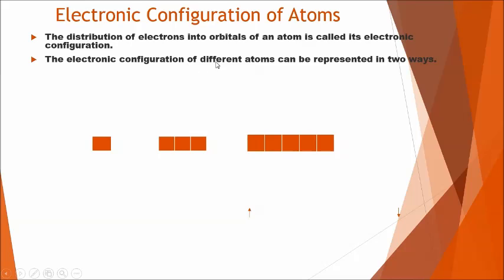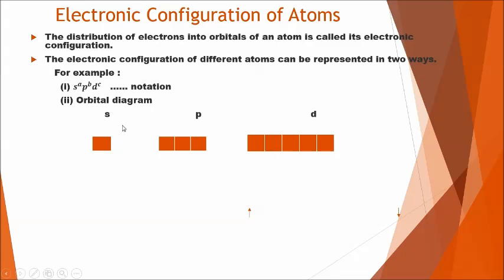The electronic configuration of different atoms can be represented in two different ways. The first one is the s^a p^b d^c notation. This is the form, the first way to represent the electronic configuration. The second one is the orbital diagram. And in this orbital diagram, we can represent the s orbital as one subshell, p as 3 subshells, and d as 5 subshells. So this is just an introduction of these two ways.